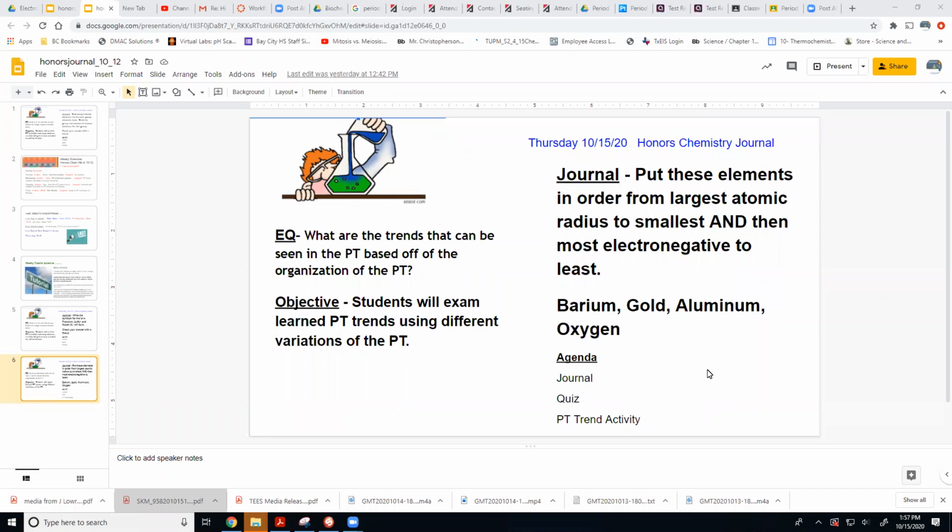And then electronegativity, from most electronegative to least. Oxygen, gold. Actually, aluminum comes before gold. Aluminum, gold, then barium, exactly. They're just flipped. And same thing, fluorine is your most electronegative. So if you're trying to go from most to least, you're going to start off with the one that is closest there.